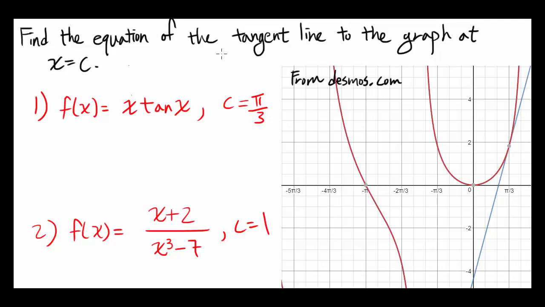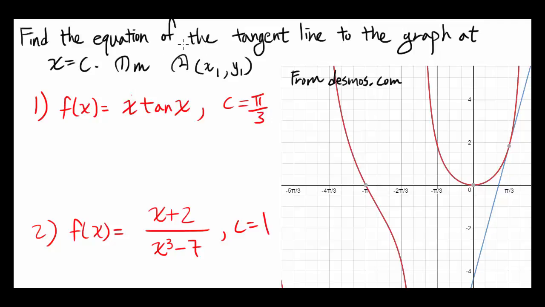Find the equation of the tangent line to the graph at x equals c. If you want to find the equation of a line, you need two things. The first thing is the slope of the line. The second thing is you need one point on the line. Let's say that's the coordinates x1, y1.